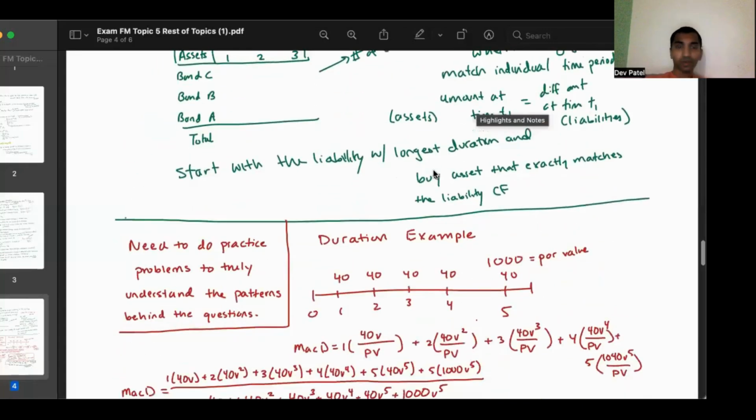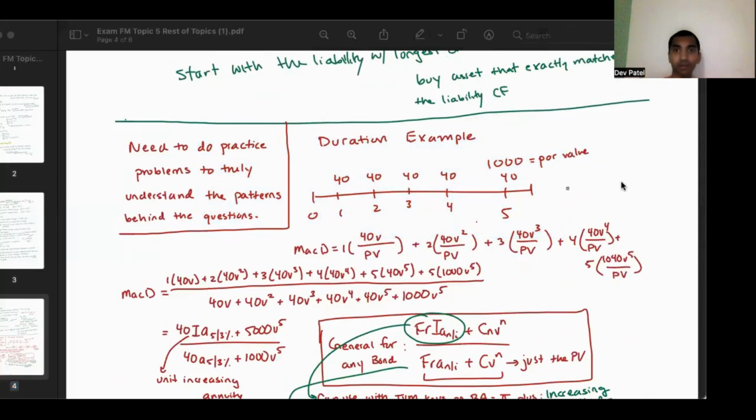Just want to quickly go over this last section here where I have a duration example where you can see we have these $40 annual coupon payments, and we have the 1,000 being the par value. You can see how we actually calculate the Macaulay duration by first discounting each cash payment to the present value. And then the weights, you can see 40v over PV, 40v squared over PV. You can see the weights are just the proportion of the present value over the total present value. And so those are the weights, and then we're just multiplying those individual weights by the actual time in which the cash payment actually occurs.